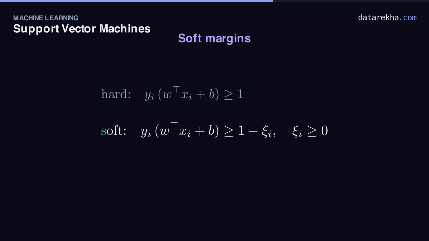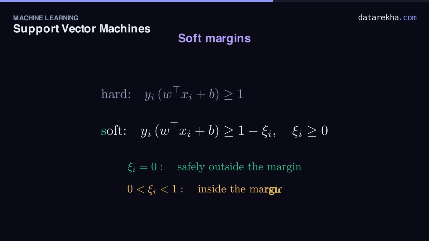The hard rule said the score must be at least 1. The soft rule relaxes it. The score must be at least 1 minus ξ, where ξ is never negative. The size of ξ tells the story. 0 means the point is safely on the right side, outside the margin. Between 0 and 1 means it has slipped inside the street, but is still correctly classified. And 1 or more means it has crossed all the way over, a genuine misclassification.